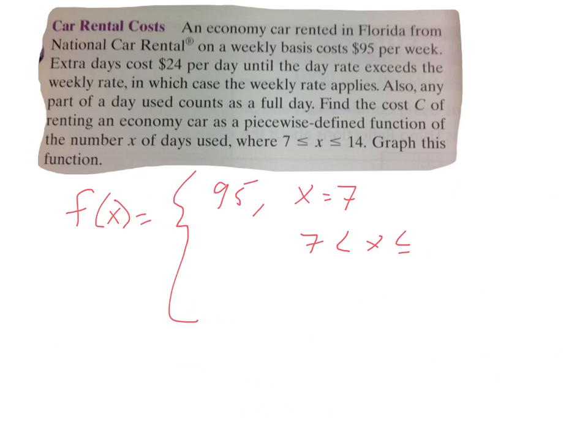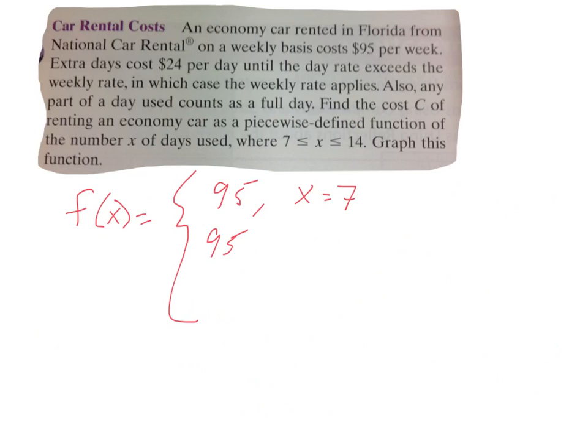Well, 24 and 24 is 48, plus 24 is 72, plus 24 is 96. So after 4 days, once you're paying for that fourth day, you're just going to pay the weekly rate, because paying for 4 days would be more than the weekly rate, right? So the way we're going to do this is, I'm going to write out the formula first. For those days, you are going to start off with your $95.